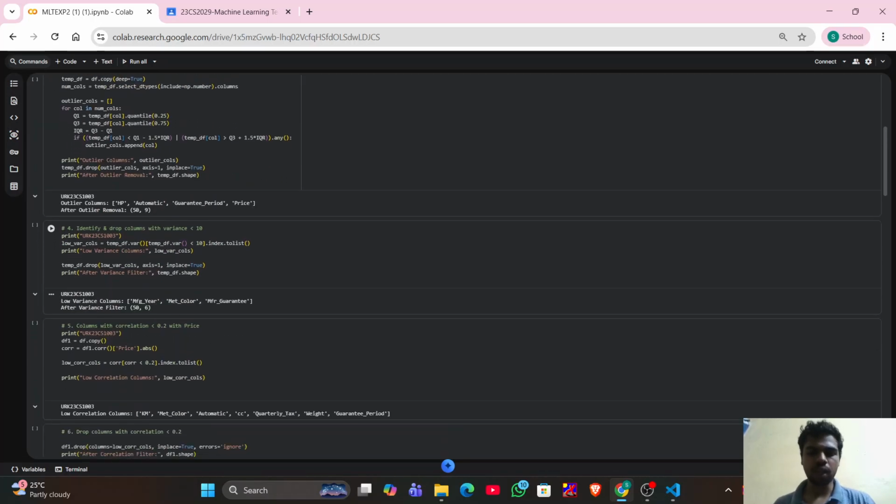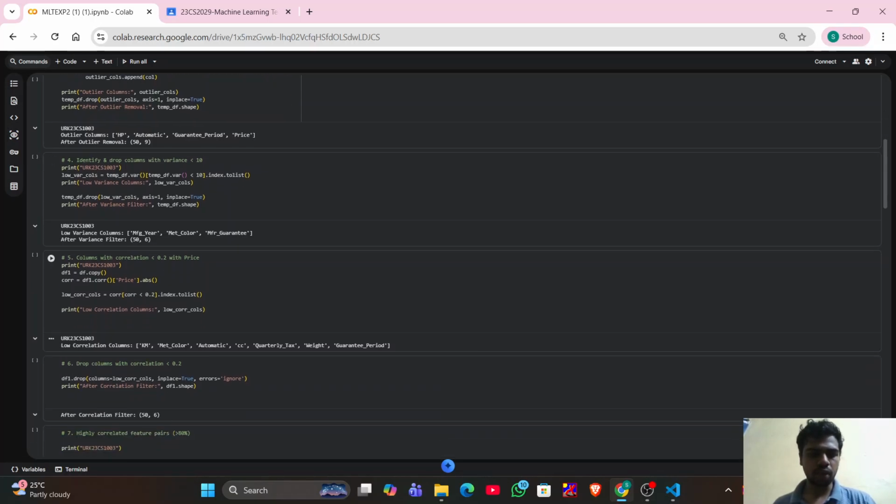Then we are identifying and dropping columns with variance less than 10. So we calculate the variance using the formula summation of (x minus x bar) whole squared divided by n. Low variance means the feature does not change much. It carries very little information. So we remove features whose variance is less than 10. This is called variance thresholding.